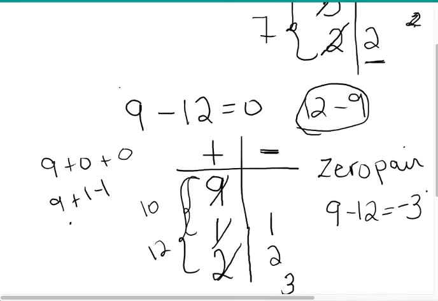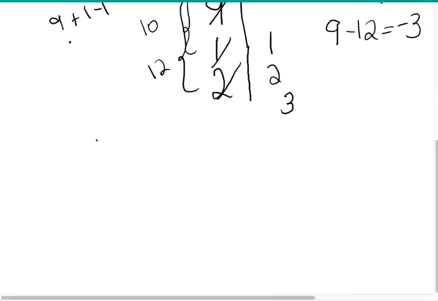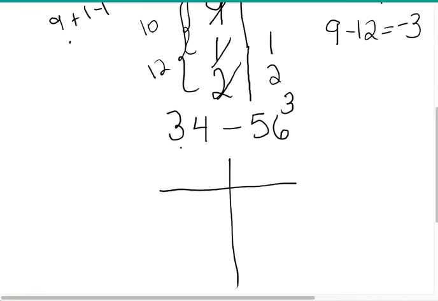Now let's try larger numbers, because this, students could still be able to do using integer chips. It wouldn't take too long. But let's say we have a number such as 34 take away 56. Now this becomes more tedious and time-consuming to do using integer chips. Let's see if it works with our T-chart method.